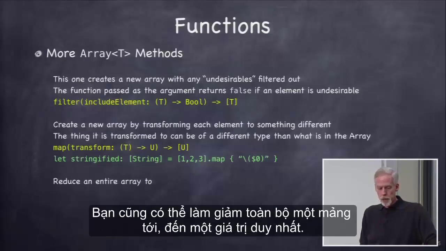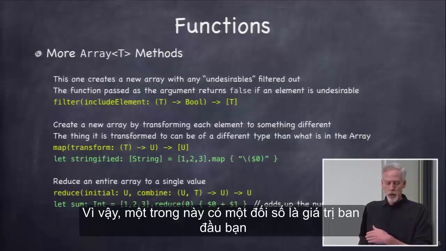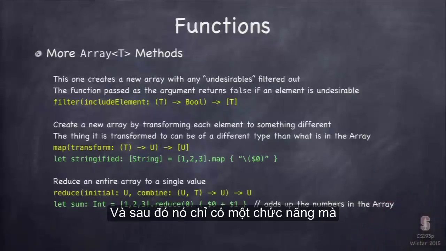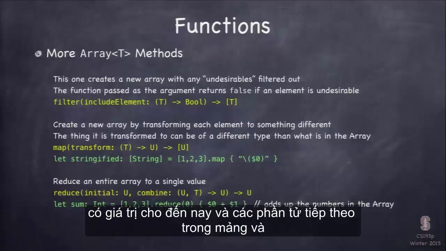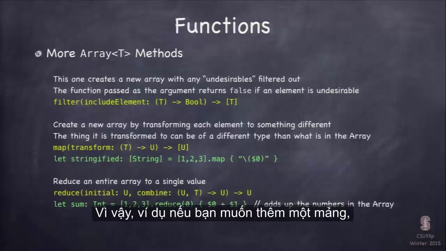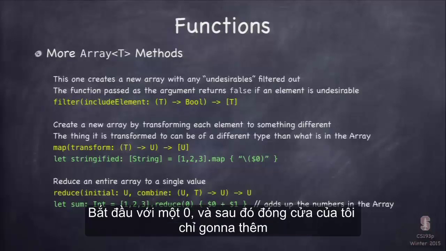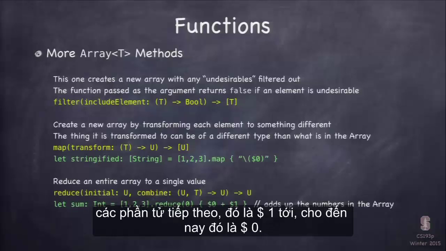You can also reduce an entire array to a single value. So this one takes an argument which is the initial value you want to start with, and then it takes a function that takes the value so far and the next element in the array, and you return what the combination is. So you're just combining, combining, combining. For example, if you wanted to add up an array, you could say [1, 2, 3].reduce, start with a 0, and then my closure is just going to add the next element, which is the $1, to so far, which is $0.